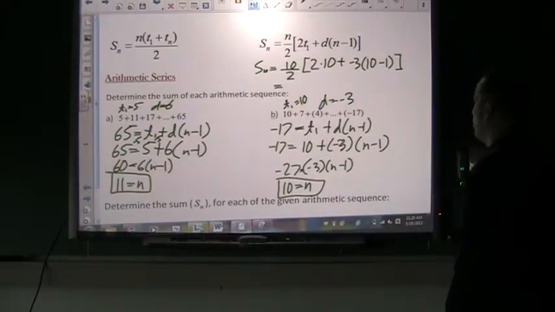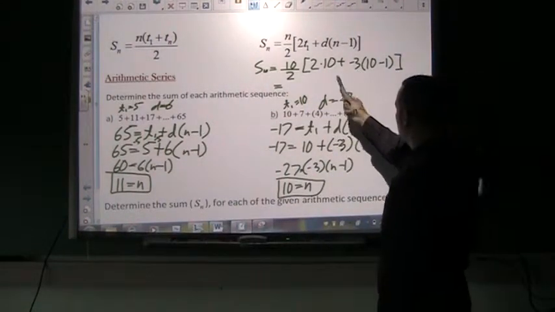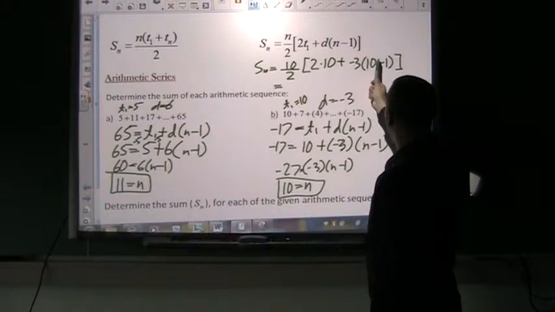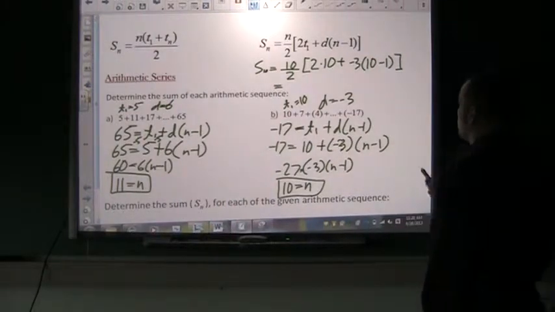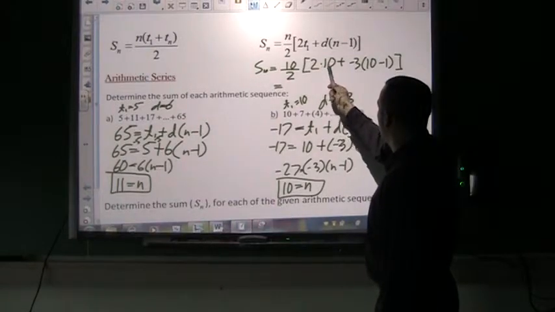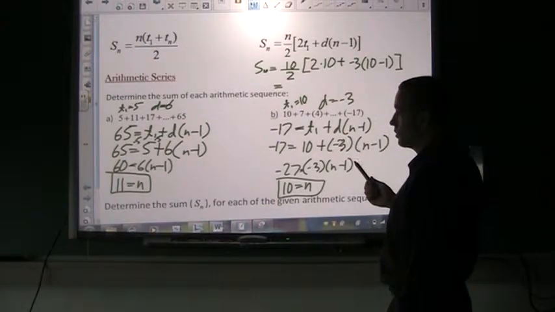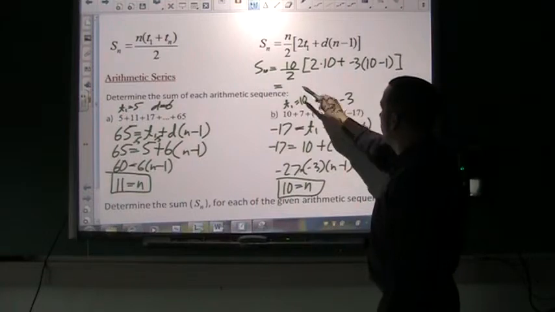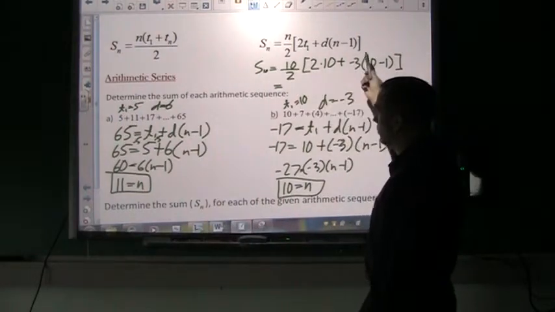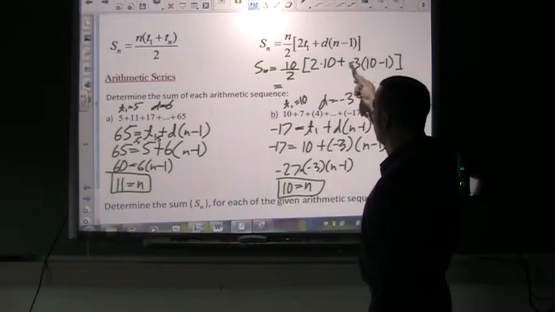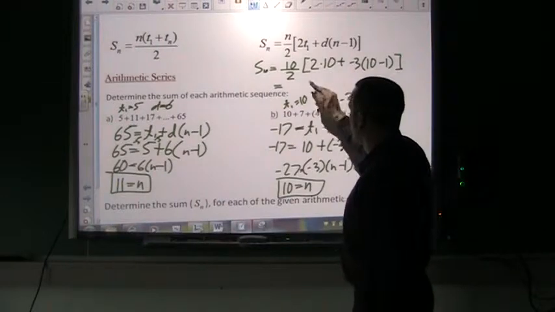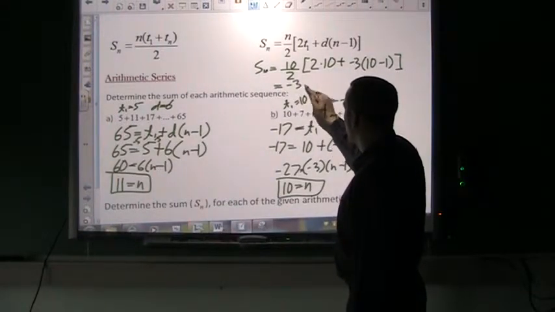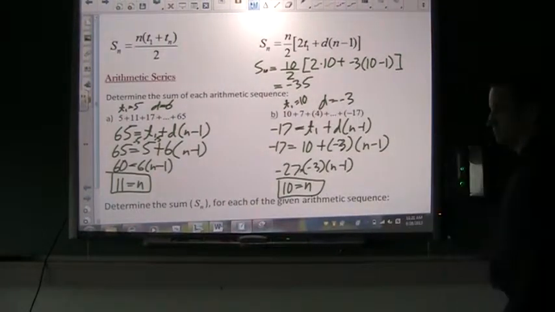Now, some quick mental math here. This is going to give me 20 plus -27. So I've got 20 plus -27, so that's a total of -7. And then that's going to be multiplied by 5. So -7 times 5 gives me -35. So there's my total.